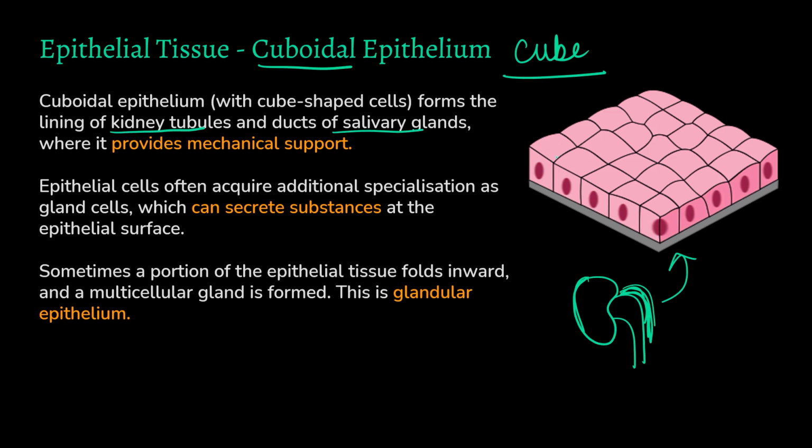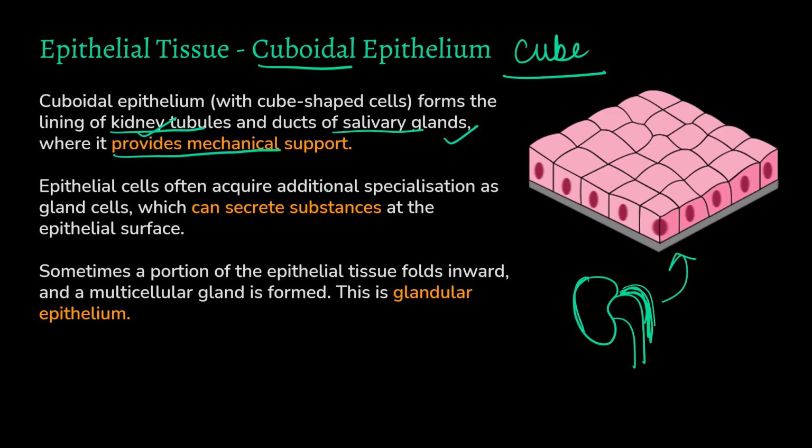So these tubes must have more surface area, right? So instead of covering the organs, they are covering the ducts or the tubes that are projecting out of those organs. So ducts of salivary glands, lining of the kidney tubules, and by doing that, they are providing mechanical support to organs such as the kidney and the salivary glands.